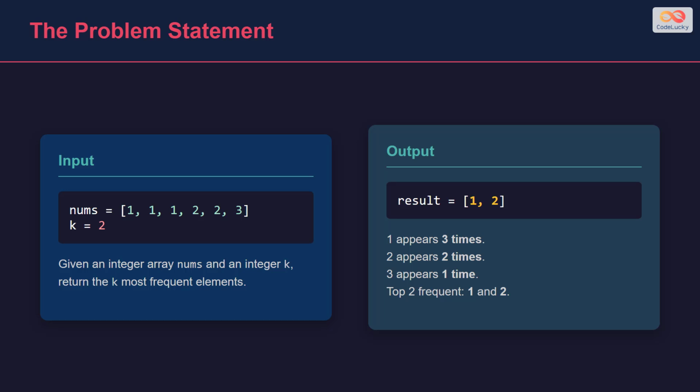Let's define the goal. We are given an array of numbers, and a number k. We need to identify which numbers appear most frequently and return the top k of them. For example, if we have 3 ones, 2 twos, and 1 three, and we want the top 2 frequent elements, the answer is 1 and 2.